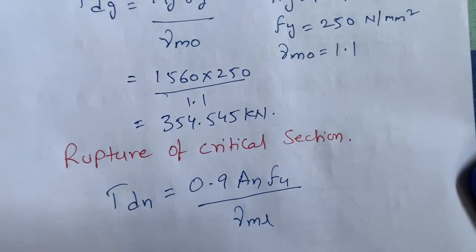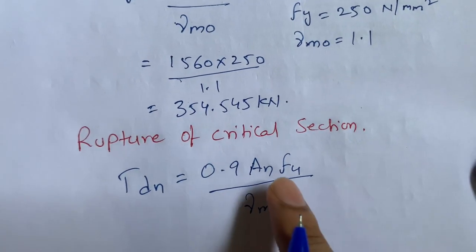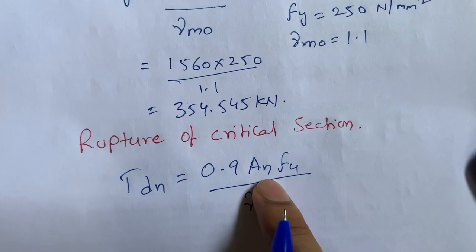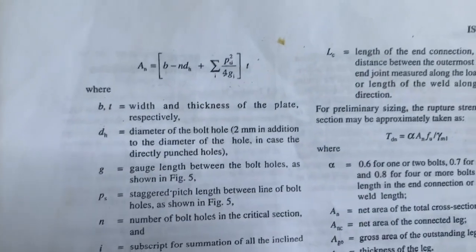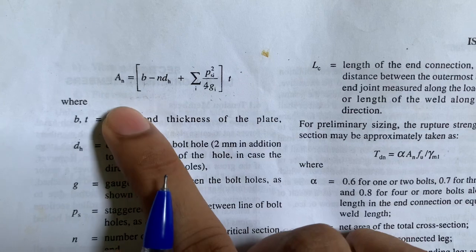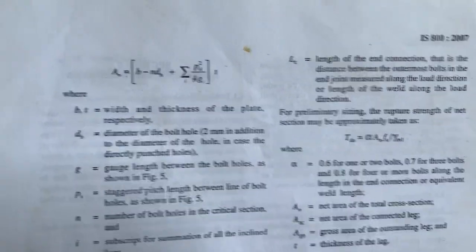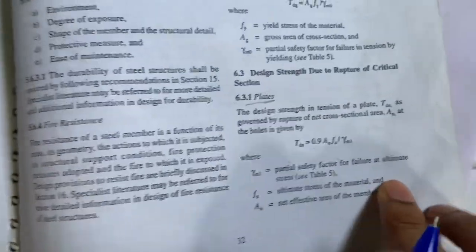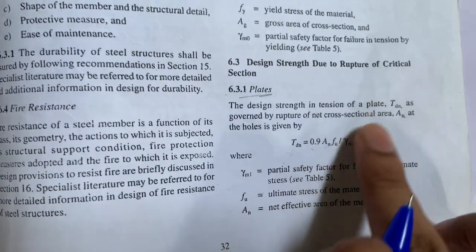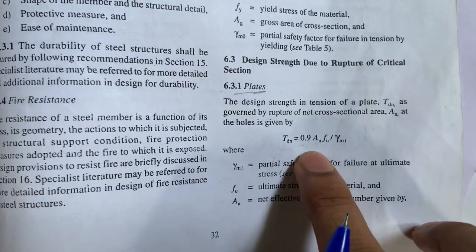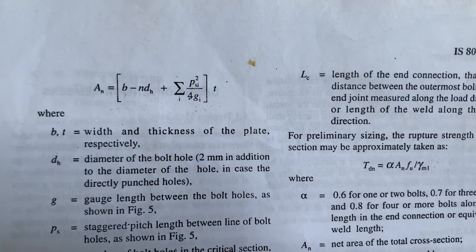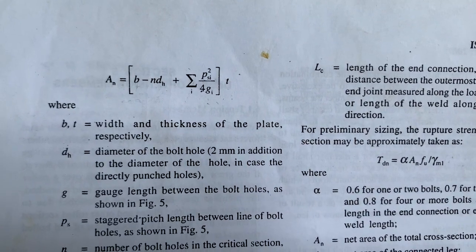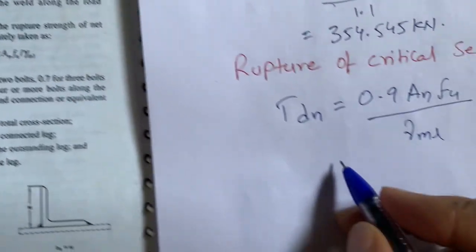Okay, so in this we need to find out the A_n value. A_n is nothing but the net effective area. This formula is available in the code book on page number 32: T_dn equal to 0.9 A_n f_u by gamma m1. For this we need to calculate A_n, which is B minus n d_h plus summation of psi square by 4 g_i into t. I am writing the same formula here.